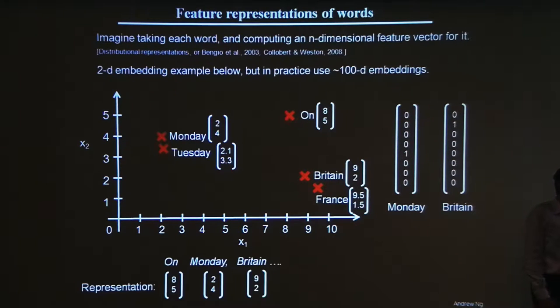And so, given a sentence like on Monday, Britain, and so on, you would represent those words using these feature vectors that I just wrote down. So I'm going to use this as a starting point, and use any of a number of standard algorithms to get these feature vector representations. I bet there are some other speakers talking about how to do this later. We're going to use this as a starting point and talk about how to learn good representations for sentences.